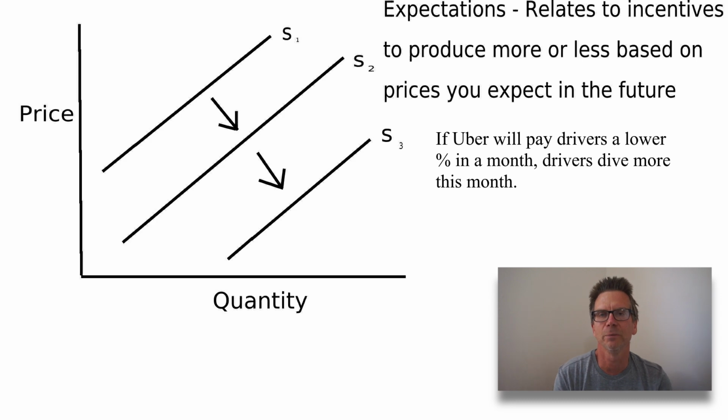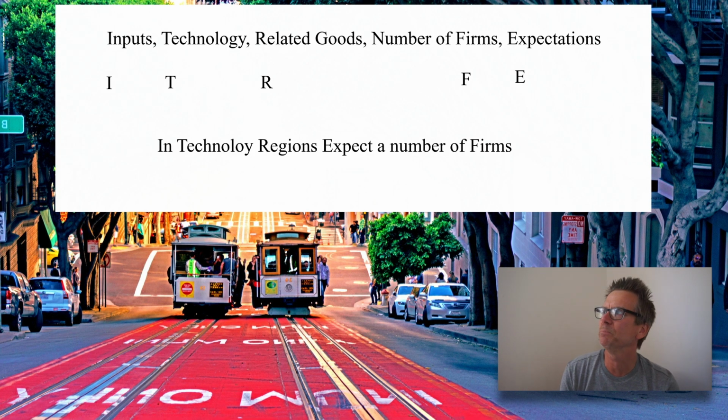And as I promised, I give you a memory trick. And it goes inputs, technology, related goods, number of firms, and expectations. So you can do it any way you want. You can jumble these around. I put ITRFE, and I said in technology regions, expect a number of firms. So there's a picture, obviously, of San Francisco, beautiful trolleys. And you can just remember, in technology regions, expect a number of firms. There's a lot of firms, IT firms, like Google's out there, Adobe software, even Uber's out there. So this is a mnemonic.